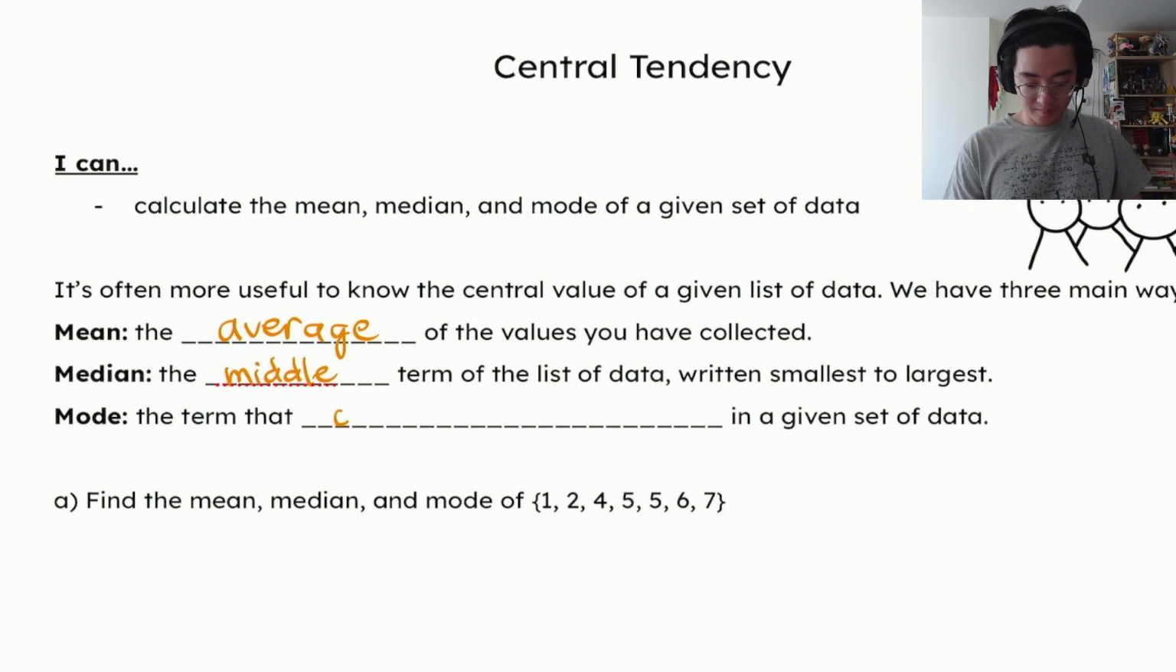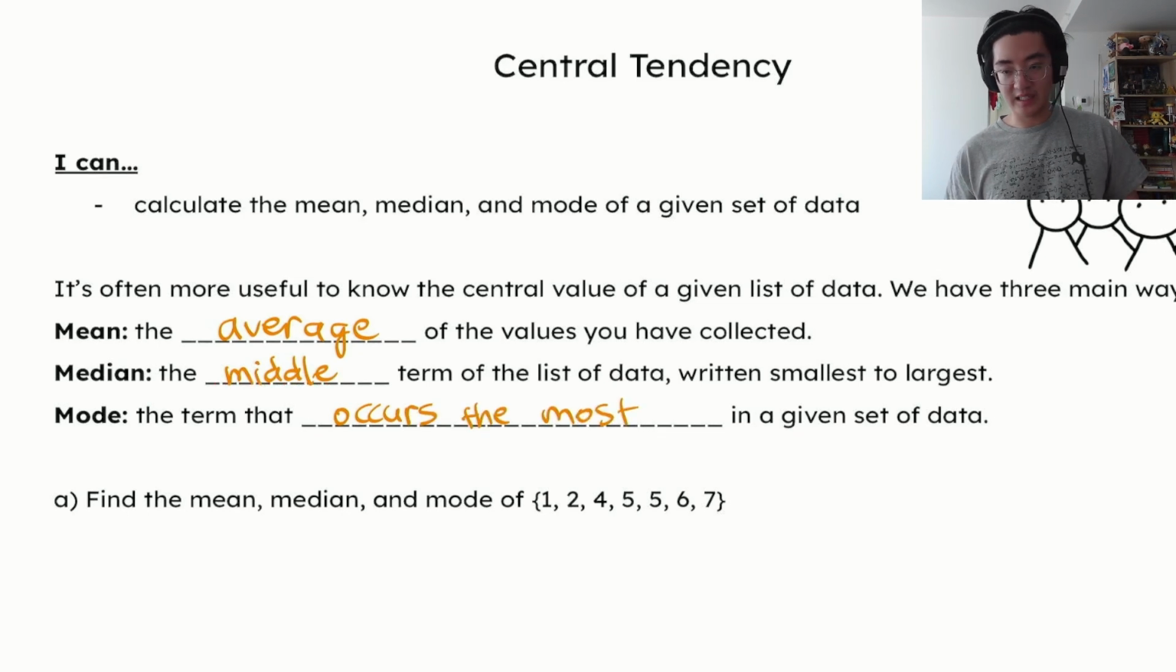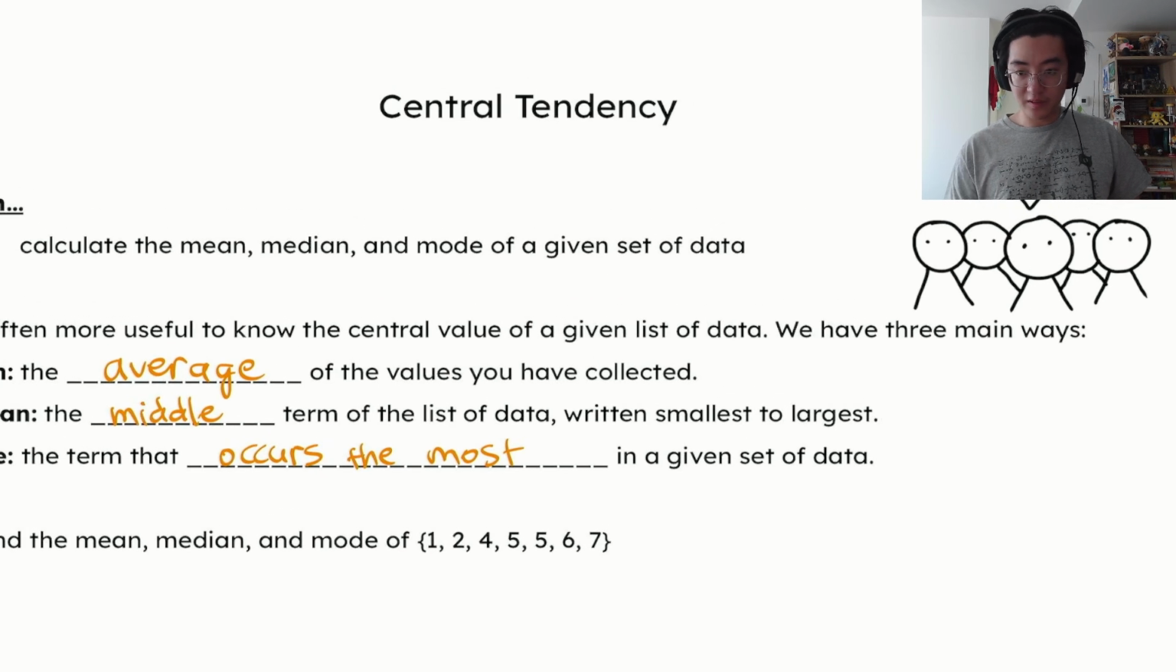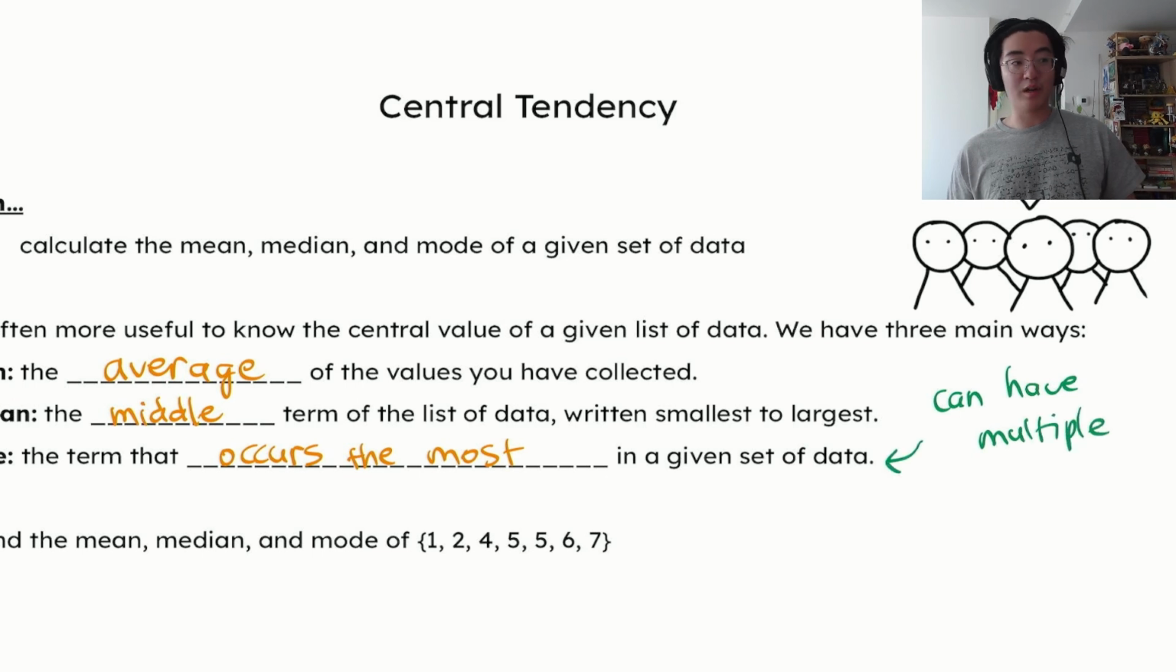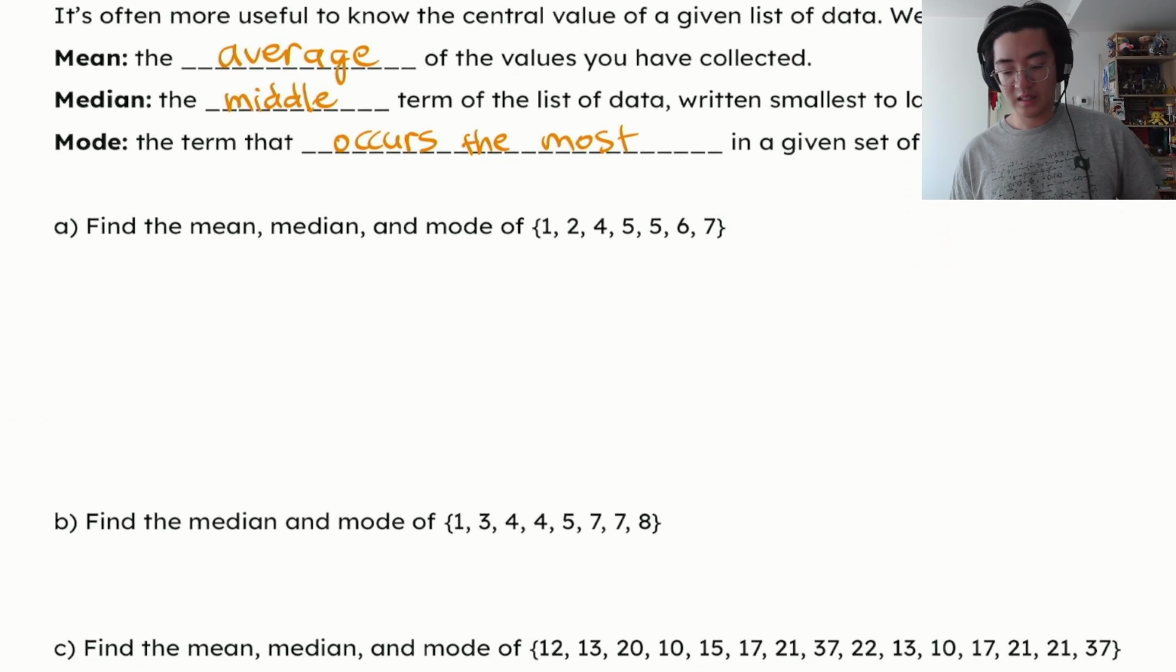The mode is the term that occurs the most in a given set of data. For the mode, we can have multiple modes. I can even have 2 or 3 modes in a set of data. So here's a good example.